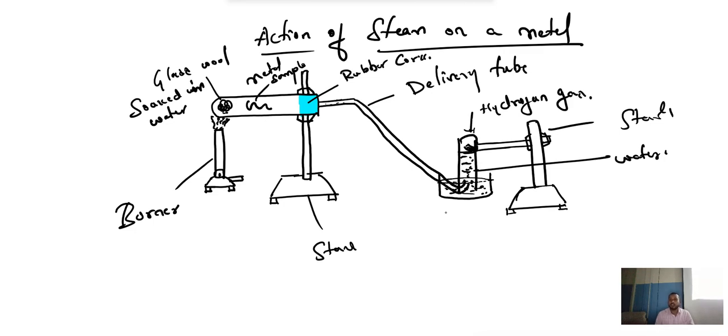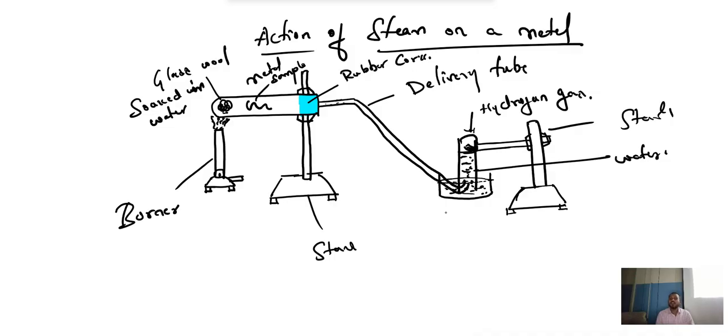Again take one beaker. Take one more test tube. Hold that with a stand. Connect both the test tubes with a delivery tube. Inside this test tube, place a metal sample and glass wool soaked in water. Burn by using a burner. Once we burn, it produces gas.